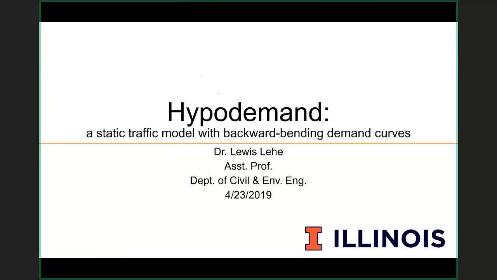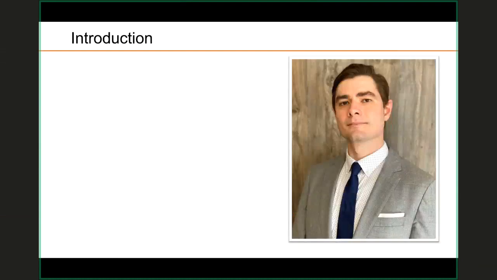I'm going to talk for about 40 to 45 minutes, and then we can have some questions about the model. Basically, this is a paper that I wrote with a master's, soon to be PhD student here, Ayush Pandey, who I think is probably on the call. It's called Hypodemand, a static traffic model with backward bending demand curves. And so we will provide a little context, but first an introduction.